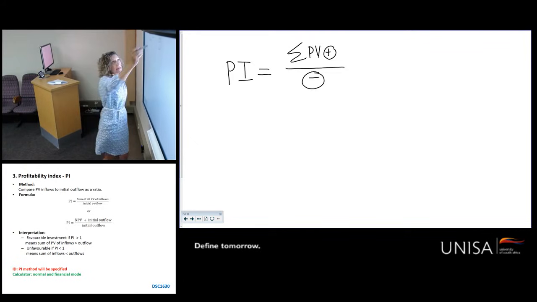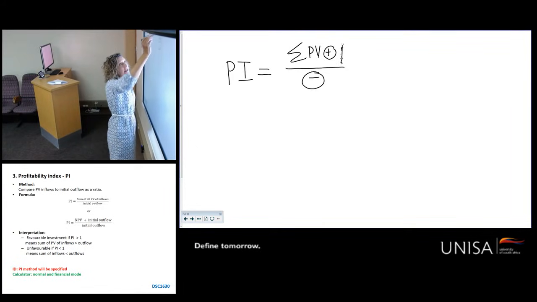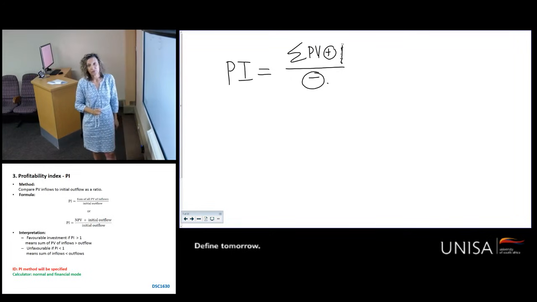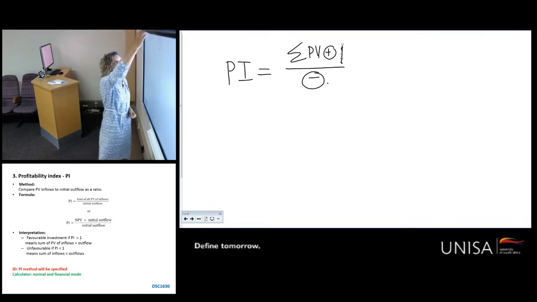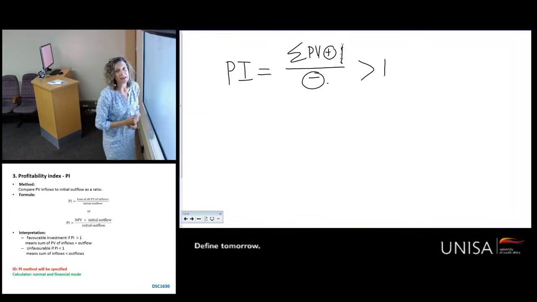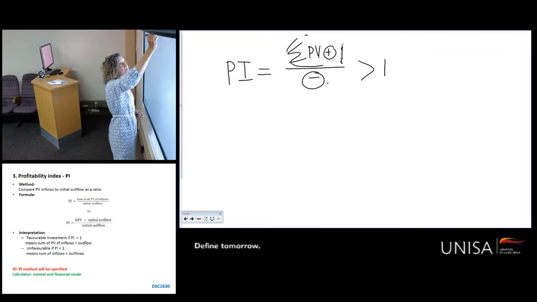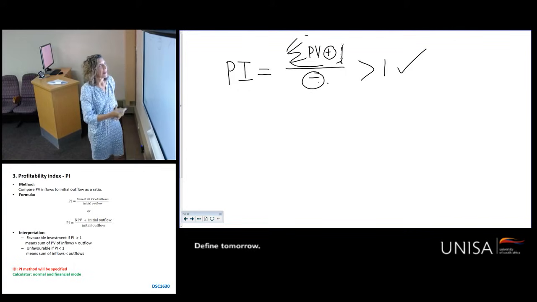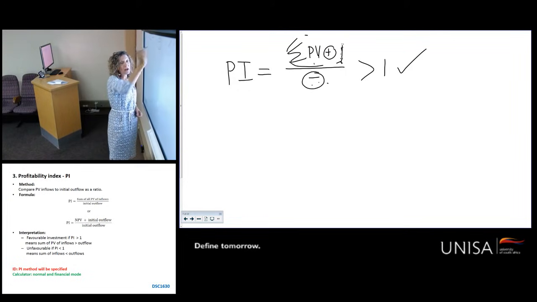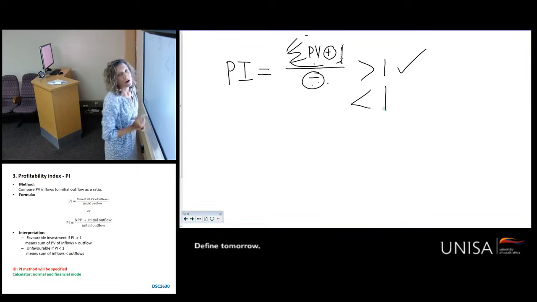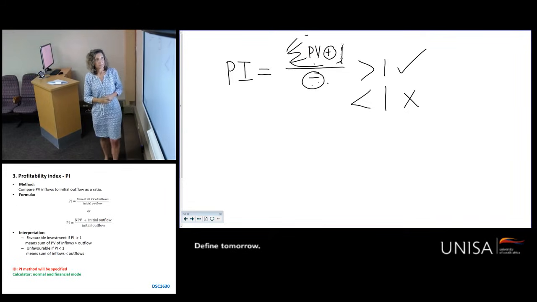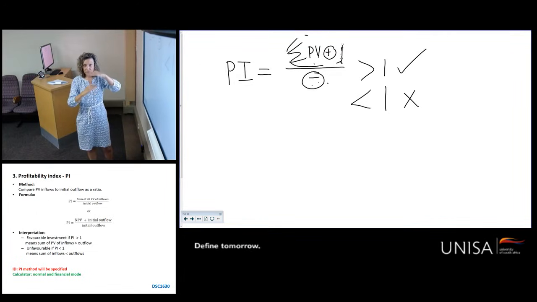Now you can think, if this on top is greater than the negative, the outflow, what is going to happen? This answer is going to be bigger than 1 because the top is bigger than the negative. And then it is a good investment. If the sum of the present value is smaller, then we're going to have an answer that is smaller than 1, then it's not a good investment. Right, so again, it's just like the NPV, but we've got a ratio instead of subtracting them from each other.